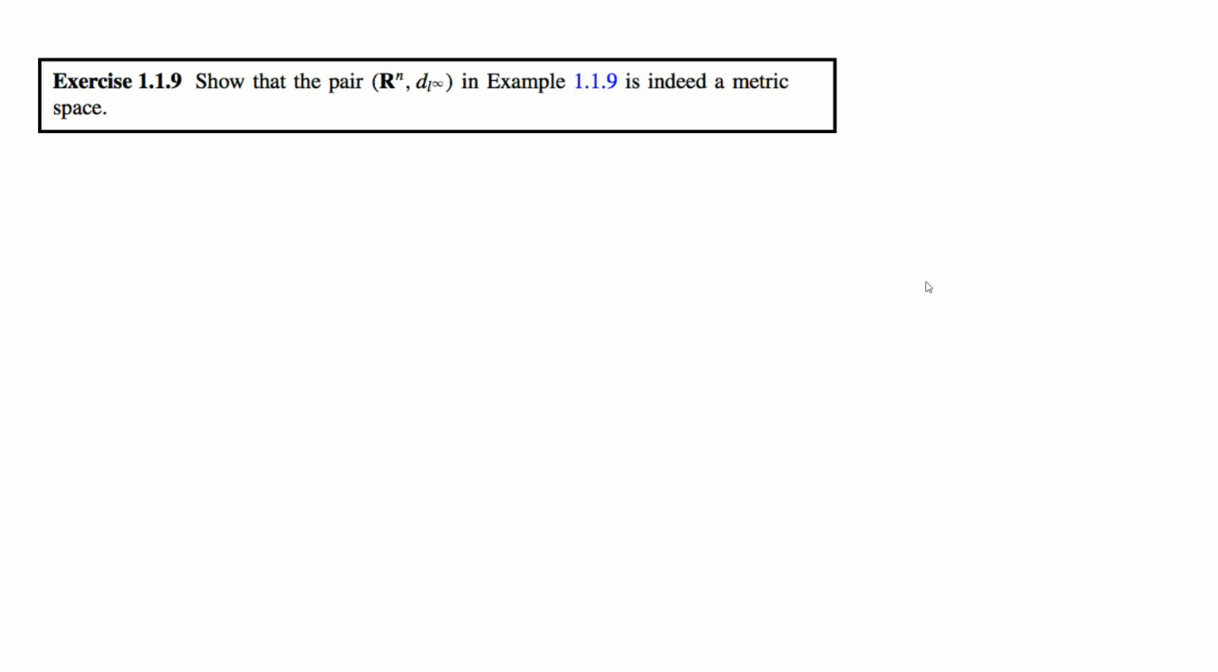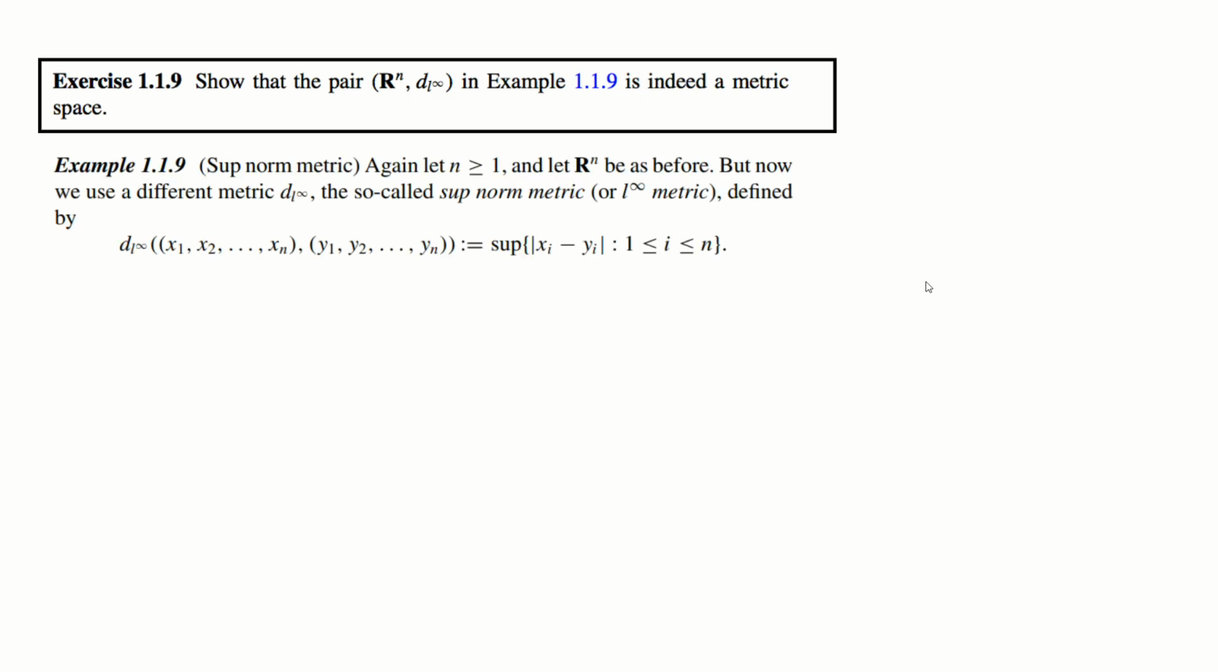So for this question, it says, show that the pair Rn with the distance metric d infinity, L infinity in example 1.9, is indeed a metric space. So for example 1.9, this is where it defines the L infinity metric right here, which is the supremum of the corresponding pairs with the same index as such, right?